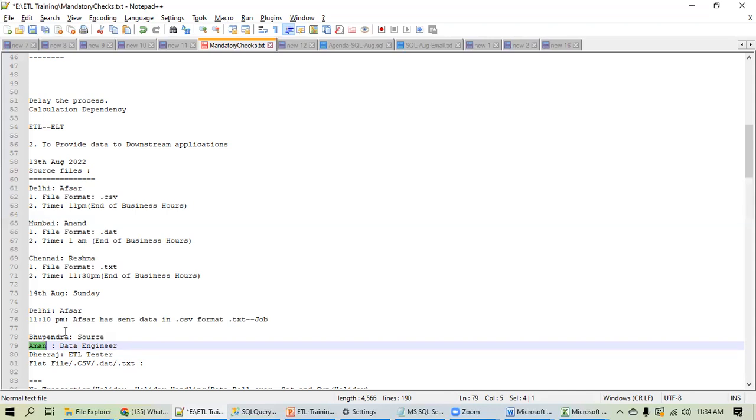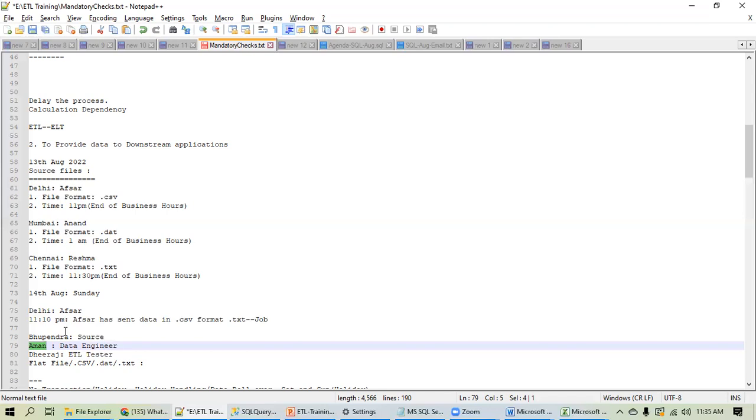Okay. Is that clear? So in this case, all are from the same member. To load the .txt file, Aman will temporarily update the code to accept the .txt file. Then again they will change that code, right?